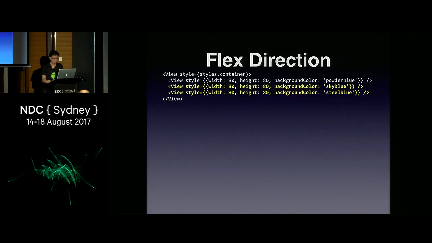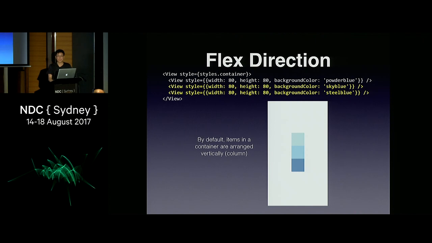Now, flex direction. One more example. Imagine again in your head. I have the container, and now instead of having one child, I have two more children. So I have two more, 80 by 80, and different blues. How does it look like now? Stacked this way or this way? On top of each other? Vertical? By default, all items in the container are arranged vertically. You get this. Okay?